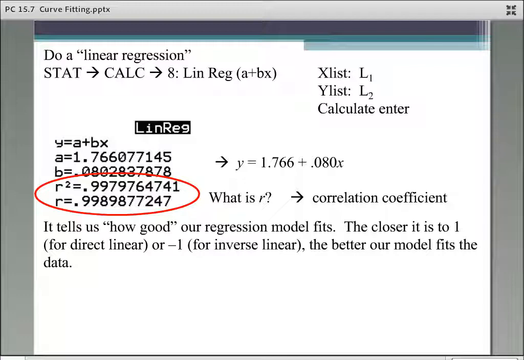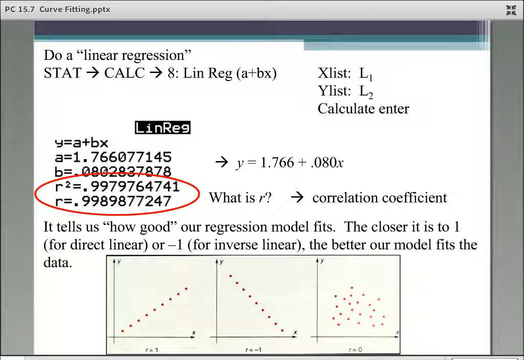So the fact that we got an r of 0.998898 is a fabulous correlation. And so our equation, if we use all those decimal places, is a great model for the data that we got.